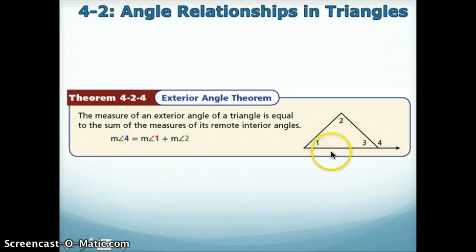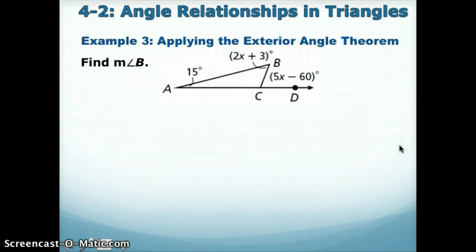Notice, like I said earlier, if I were to rip these corners off, 3 would stay the same. I would fill in this section with number 2, and then the rest would be filled in with number 1. So those should always add up to 180. So with 4 being the same size as 1 and 2 together, these remote interiors will add up to give you your exterior. So an example of this, we'll jump right into it with some variables.